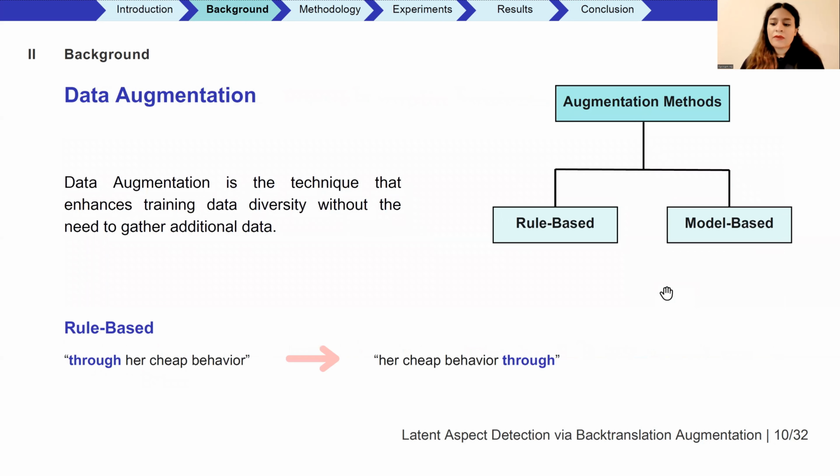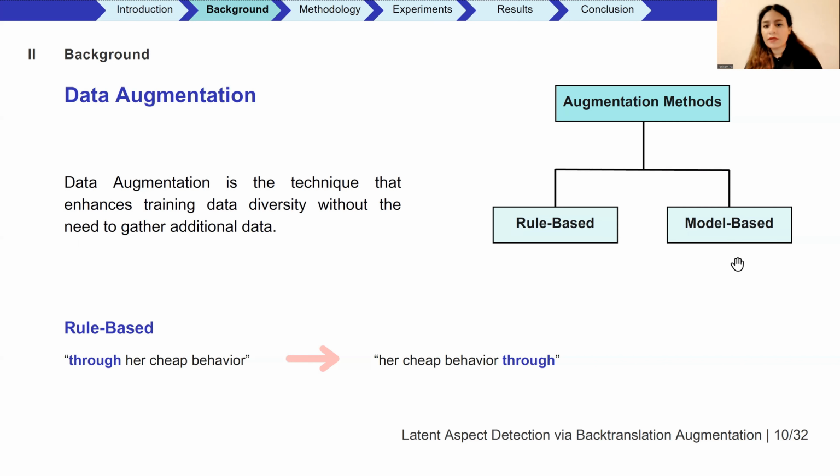But let's first briefly talk about what data augmentation is. Data augmentation techniques can enhance the training dataset without the need to gather additional data. It has demonstrated significant potential for enhancement across different domains like speech processing, image processing, and natural language processing. So we assume that data augmentation can enhance aspect detection models to detect latent aspects.